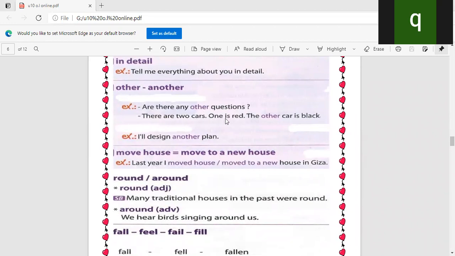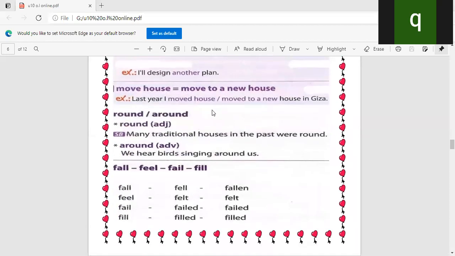There are two cars, one is red, the other car is black. Here, other with a plural noun, okay? And it can come with singular, okay? It comes with singular or plural, okay? The other car is... Are there any other questions and plural noun?